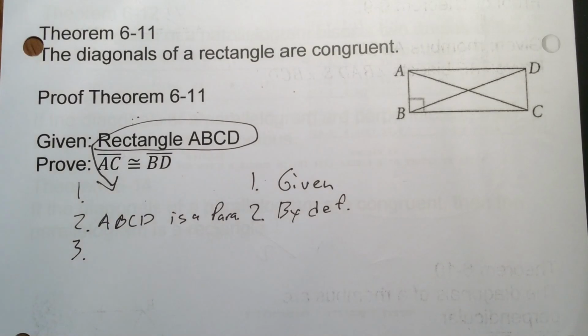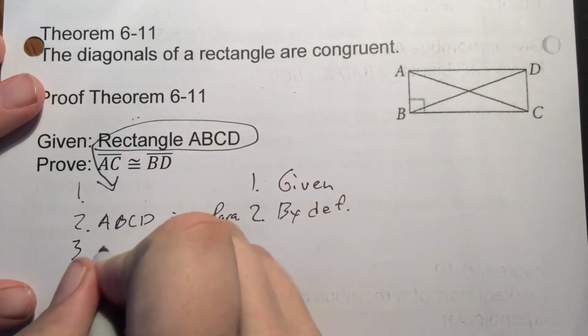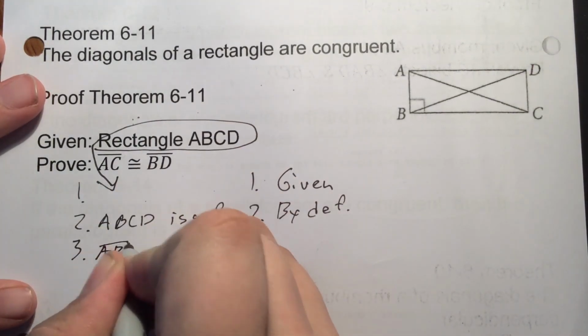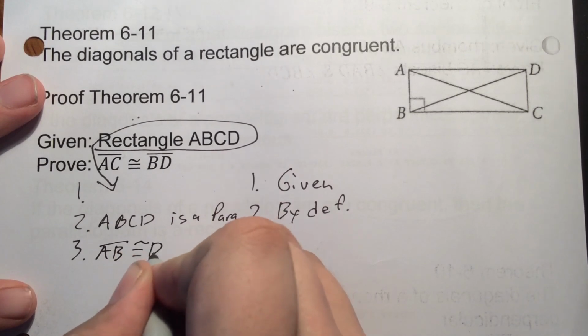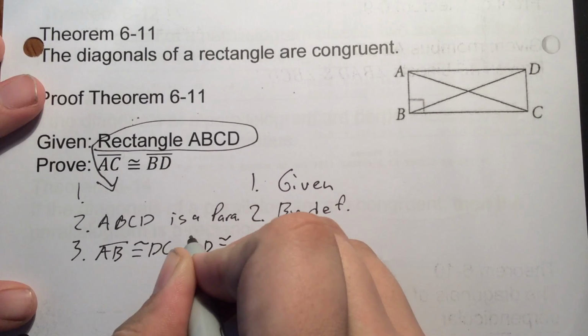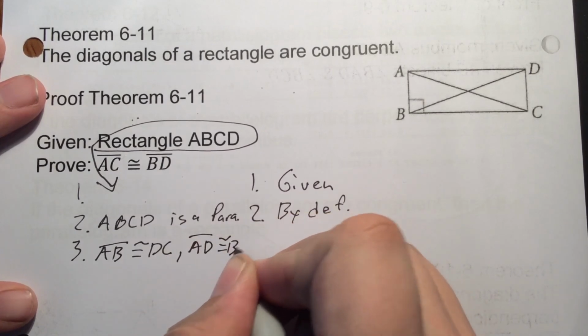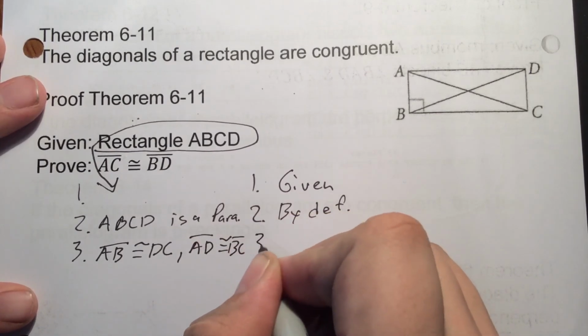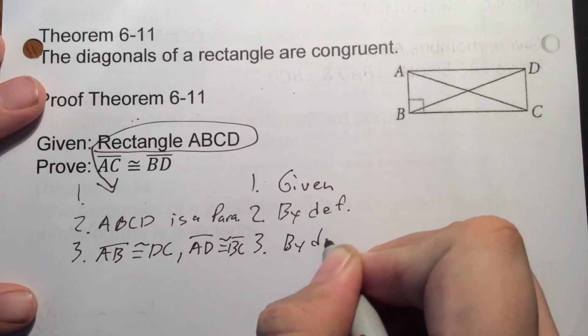Well, knowing it's a parallelogram, what does that tell us? Well, we know opposite sides of a parallelogram are going to be congruent then. So we can say AB is congruent to DC, as well as AD being congruent to BC. And that'll be by definition again.